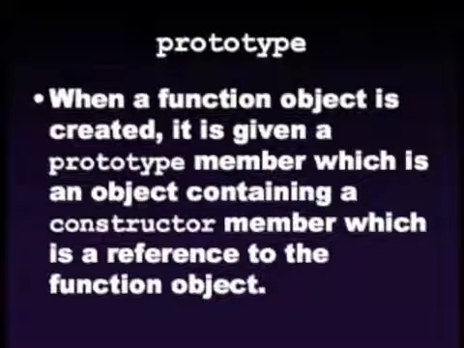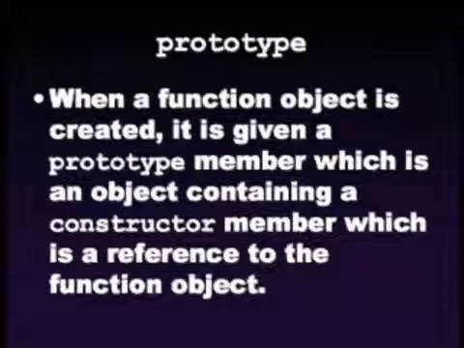So whenever a new function object is created, it is always given a new prototype member, even if it's not intended to be used as a constructor, because the language itself has no way of knowing how functions are going to get used. And the prototype object will contain a constructor member which points back to the original constructor function. That sounds a little odd. I'll show you a map in a moment which will make sense out of that.